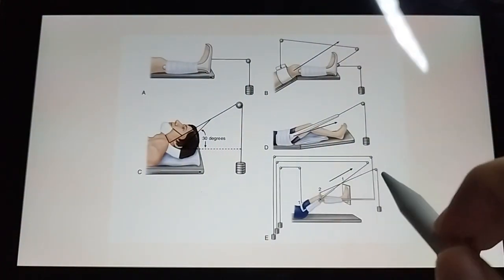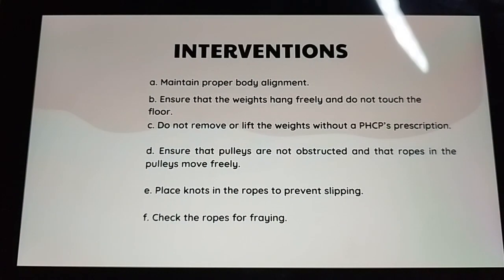So ito yung mga example ng traction. These are general interventions kapag ang patient nyo is may traction. First is maintain proper body alignment. Second, ensure that the weights hang freely and do not touch the floor. Kasi kailangan niya yung weight. Walang silbi yung weight mo kung nakalapag yan sa floor. So kailangan nakahang siya freely.